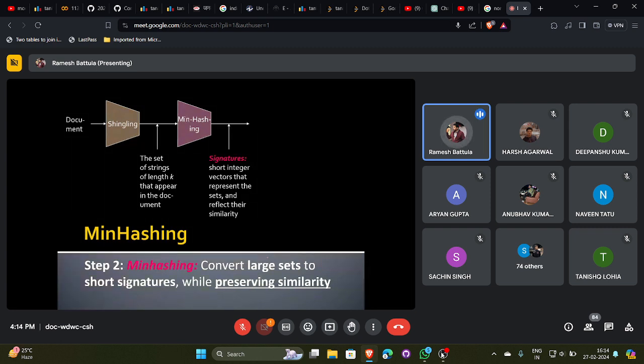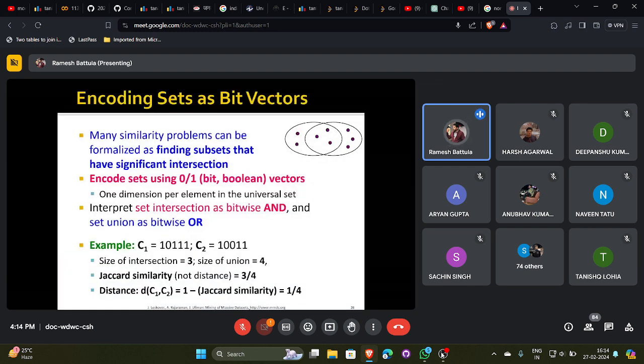Because of that, we need to go for min hashing: convert a large set into short signatures while preserving similarity. So how will we do the encoding? Many similarity problems can be formalized as finding subsets that have significant intersections. That means we encode with zeros and ones, Boolean information. To find the set intersection, we can use the bitwise AND operator or the bitwise OR operator.